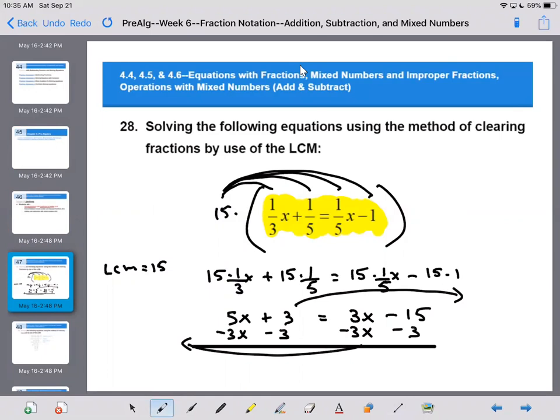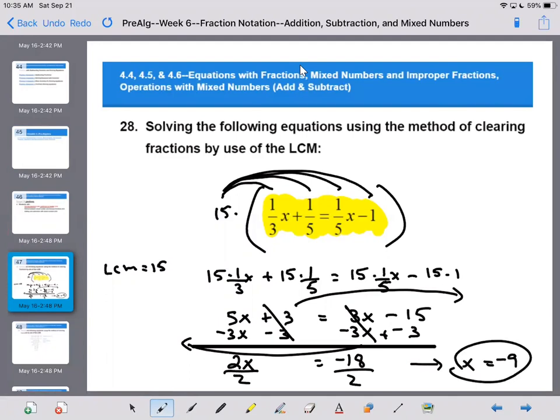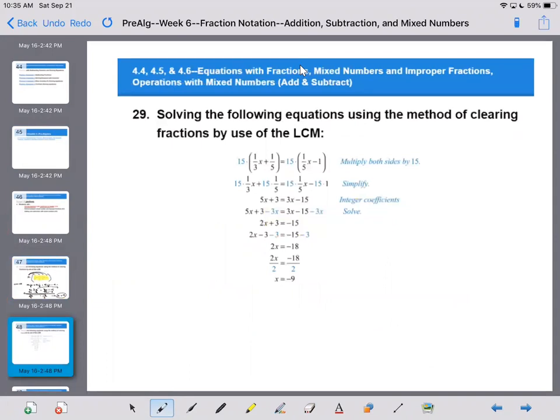So if 5x minus 3x is 2x, this goes to 0, this goes to 0. I'm adding a negative 15 and a negative 3, which gives me negative 18. Now I need to divide both sides by 2, so x would be negative 9. The next slide goes through that whole process step by step. So you can look at the process here, or you can rewind the video of me going through that as well.